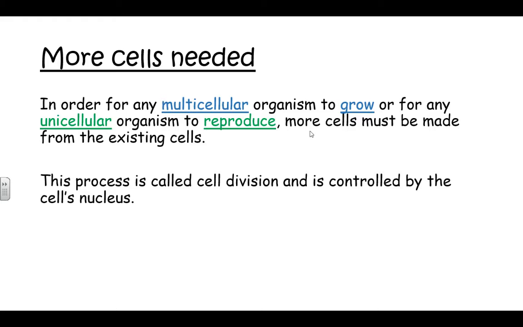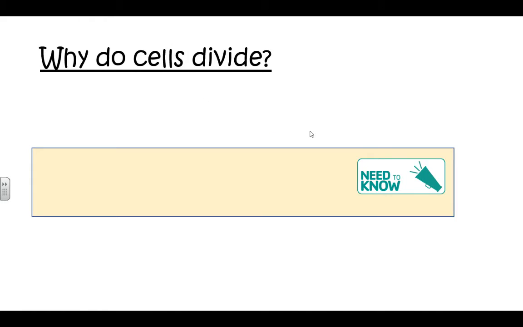In order for us as multicellular organisms to grow, or for unicellular organisms, so things like bacteria that are only made up of one cell, they have to reproduce. And this has to be done from the existing cell. The process that unicellular organisms use to reproduce and that we as multicellulars use to grow is called cell division, and that's controlled by the cell's nucleus.